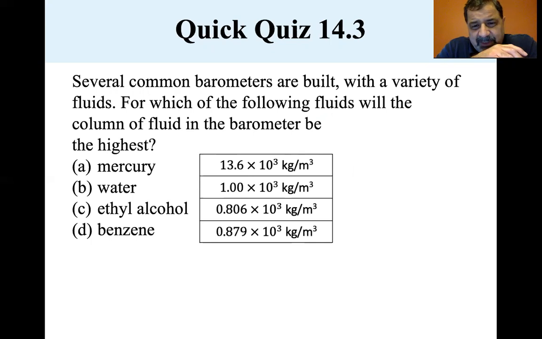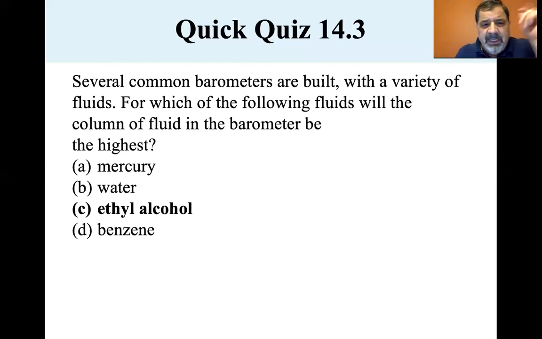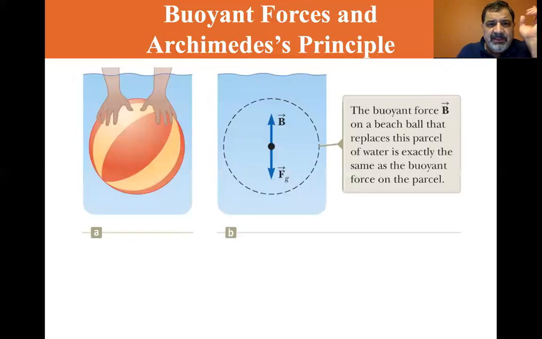Mercury is 13.6 times 10 to the third kilograms per cubic meter. Water is 1,000 kilograms per cubic meter. Ethyl alcohol is 806 kilograms per cubic meter, and benzene is 879 kilograms per cubic meter. Well, the lightest of these would have the tallest column. It would be the highest. So the lowest density of these is which? Ethyl alcohol. And there's the answer, ethyl alcohol. So that's it. Next we'll go with buoyant forces and Archimedes' principle.